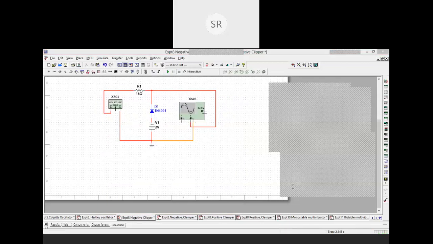Have you all noted the clipping voltage level? Have you noted down the clipping voltage level?